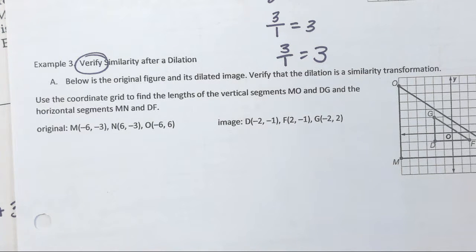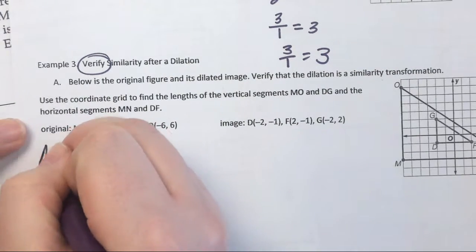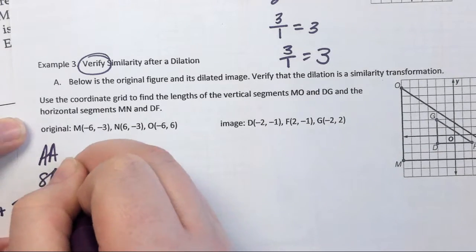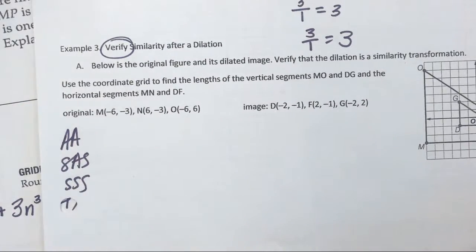We did SSS. We did side, angle, side, and there was a third one, angle, angle. So we need to argue one of those for this to work. So just keep that in the back of your mind. I'm going to write them down: SAA, SAS, SSS. I'm going to try to use one of these in this problem somehow.